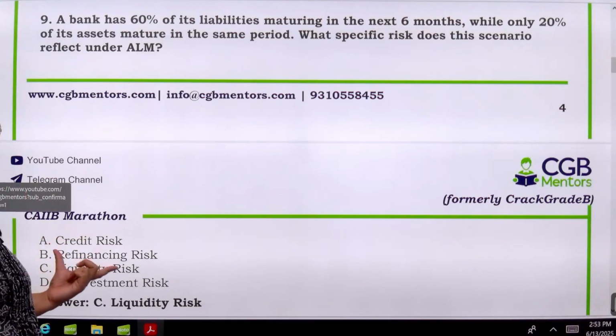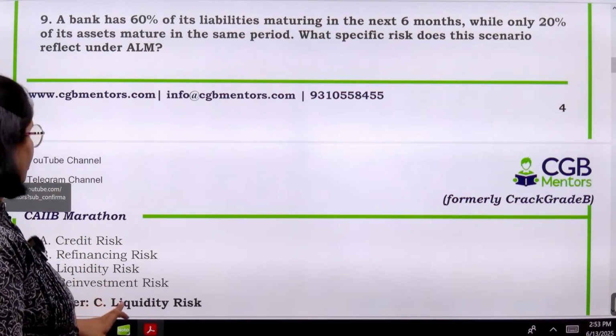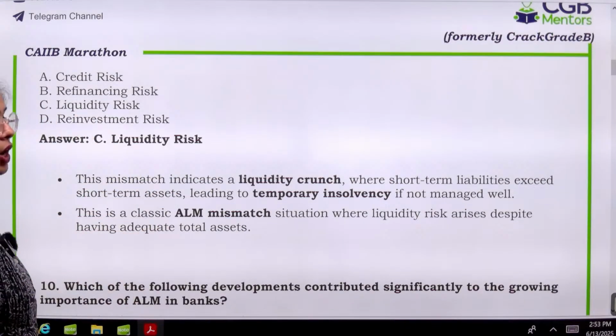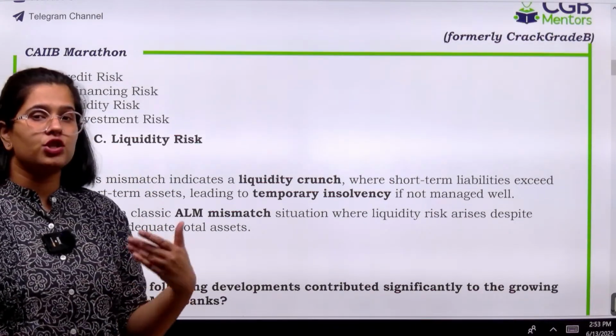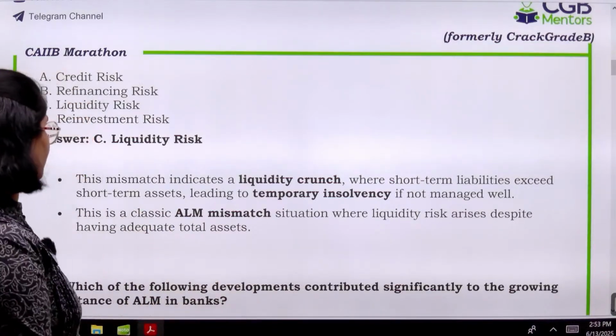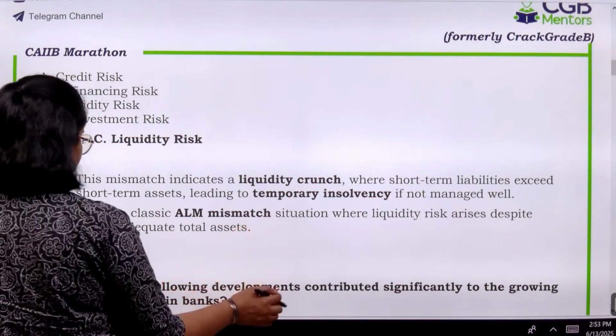Credit risk, refinancing risk, liquidity risk, reinvestment risk. So over here the bank is facing the liquidity crunch because the liabilities are going to mature really sooner as compared to the assets. So that is why it is a liquidity risk and it's a classic ALM mismatch situation.